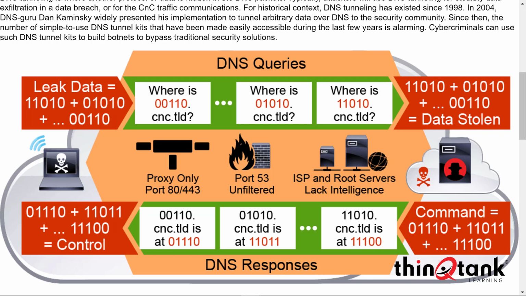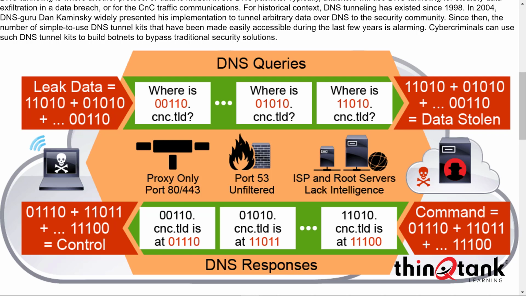Now, in the outbound phase, we split the data that needs to be exfiltrated into different data chunks, and then each data chunk is placed into the third or lower level domain name field in the DNS query. So for example, in this case, 10101.cnc.tld. There's not going to be a cached response on the local or network DNS server for this particular query, because it doesn't exist, right? It's not a real host.